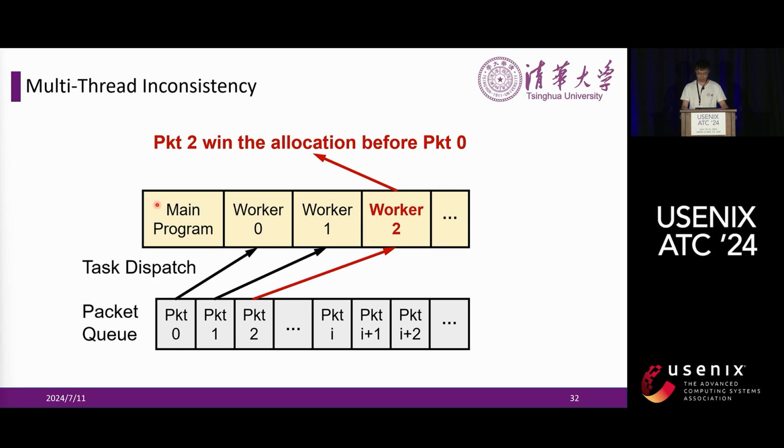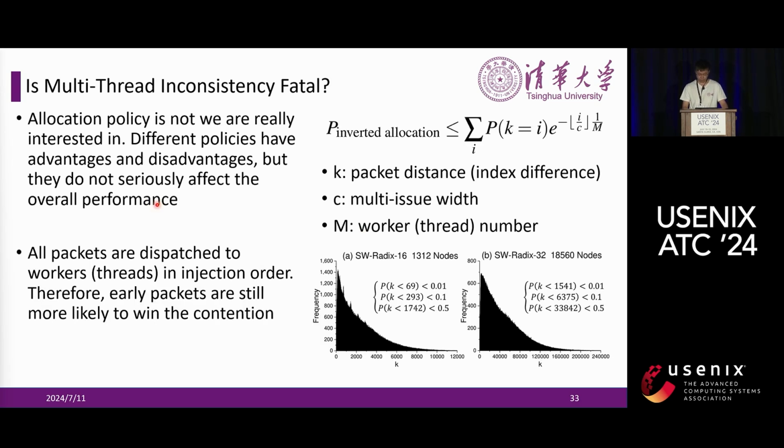As shown in the figure, though packet 2 is dispatched to a worker after packet 0, due to the randomness of thread execution, packet 2 may win the allocation before packet 0. We call this a multi-thread inconsistency. So is the multi-thread inconsistency fatal? Actually, inconsistency is only about the allocation result.